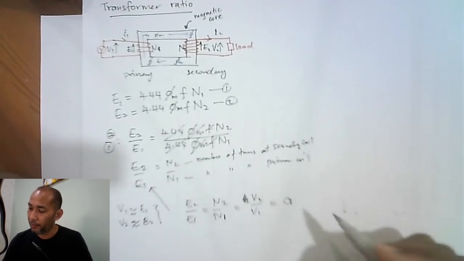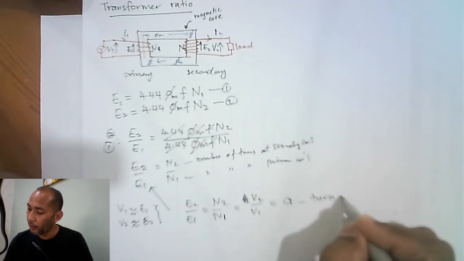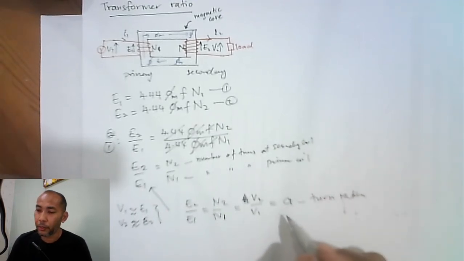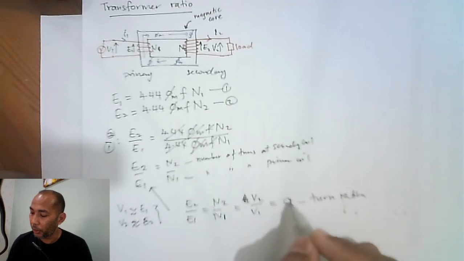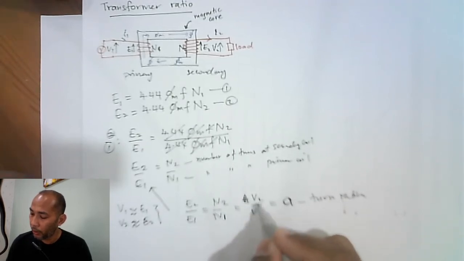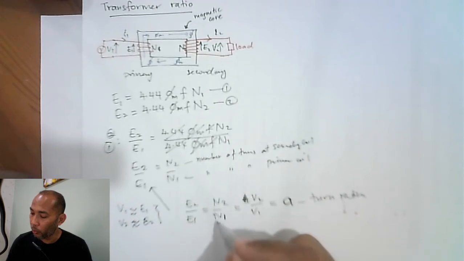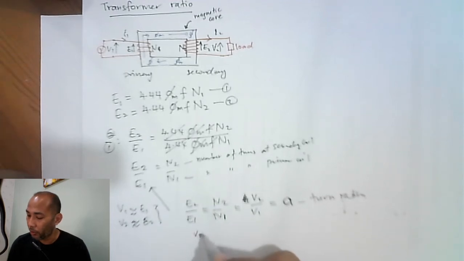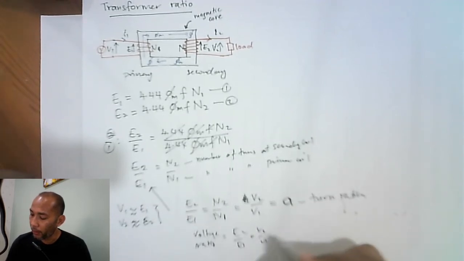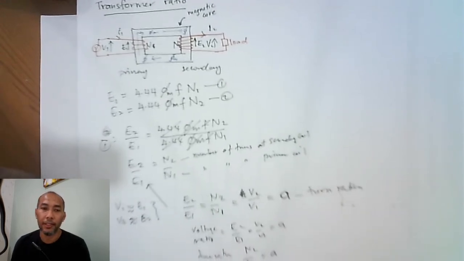We call this A. Turn ratio is N1 over N2, and voltage ratio is V1 over V2. So for A, V2 over V1, N2 over N1 equals E2 over E1. This is called the voltage ratio: E2 over E1, V2 over V1 equals A. The turn ratio, the number of turns N2 over N1, equals A.